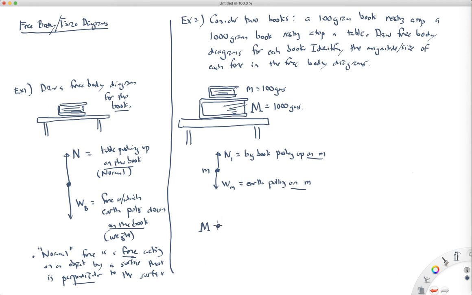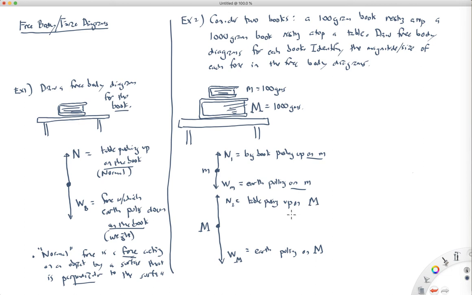What about on the big book? Well, on the big book, once again, we're going to have this force. That's the weight of the big mass. That is the Earth pulling on the big book, that big mass. That's one force. There's another force. That is the force that the table is pushing up on that. So I'm going to call that N2. N2 is the table pushing up on this big mass.